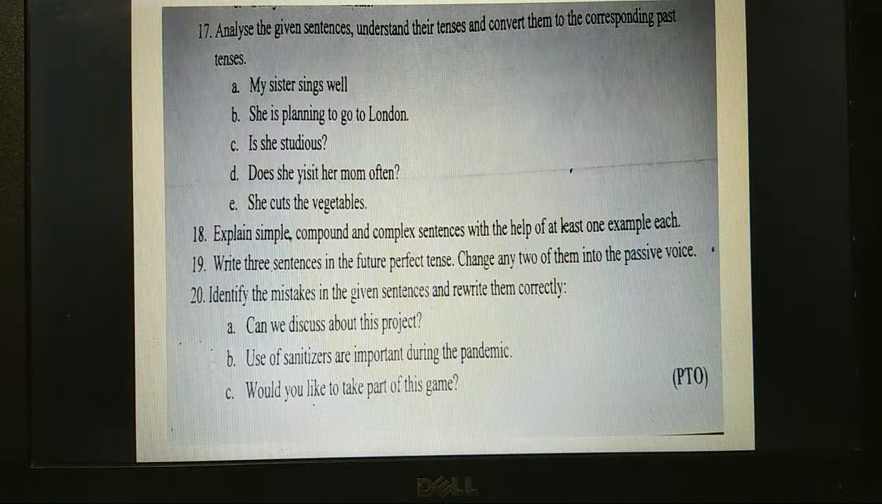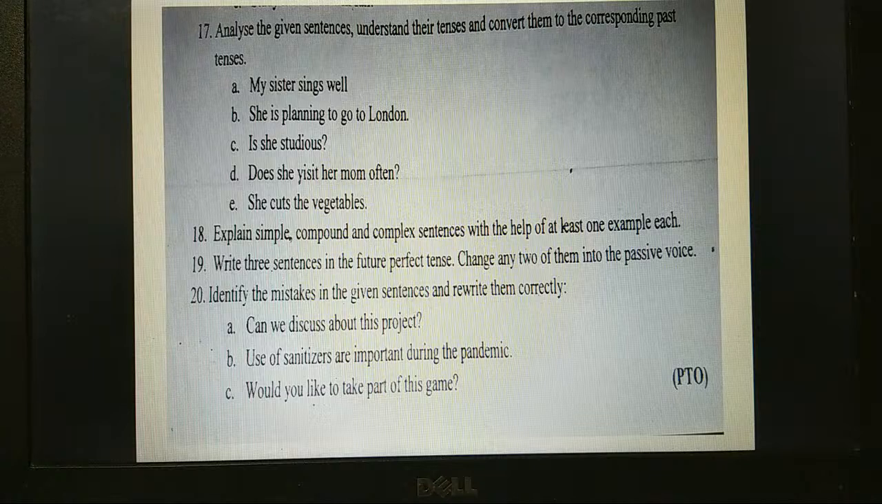Okay, now C. Would you like to take part of this game? Would you like to take part of this game is wrong. Would you like to take part in this game? Okay, of is a wrong preposition, and the correct answer is, would you like to take part in this game?